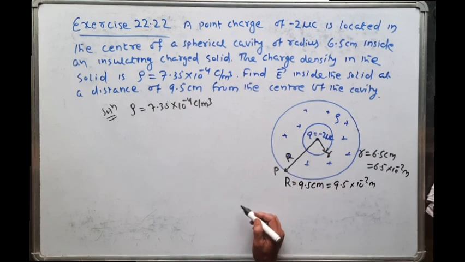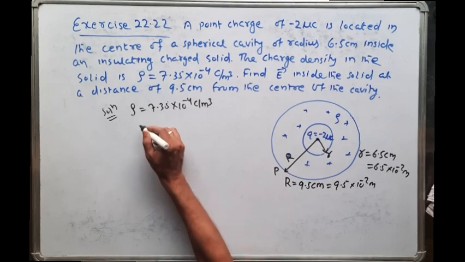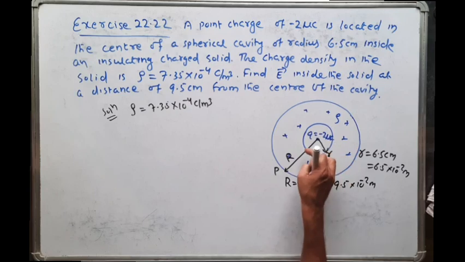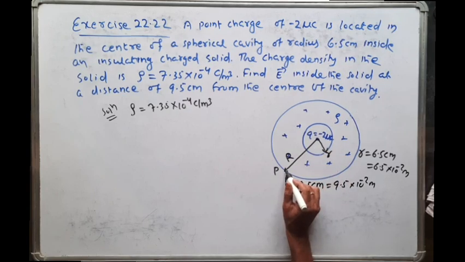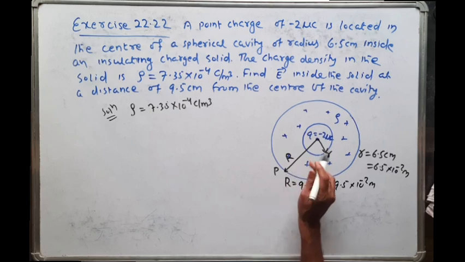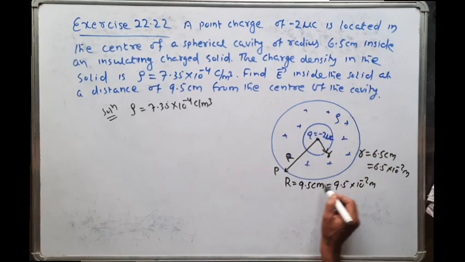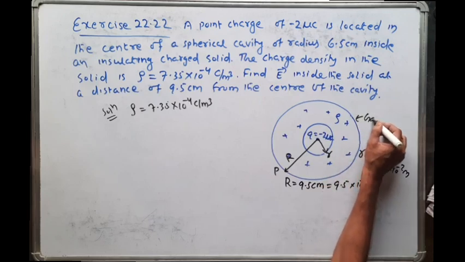So what will we apply? We will apply the Gauss law. So what is Gauss law? To apply the Gauss law, I have to take a Gaussian sphere which is just touching this point P. So with this R radius, I am drawing a Gaussian sphere. So this is my Gaussian sphere.